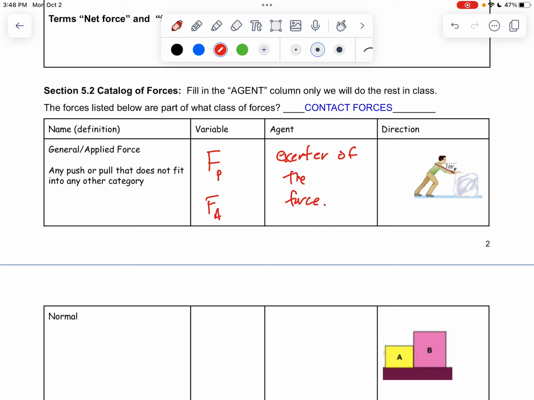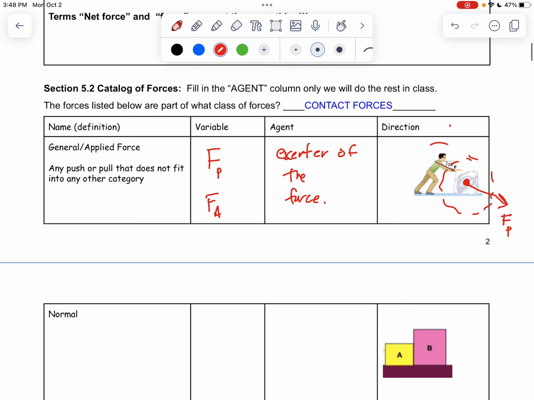So the direction is along the line of the force. If I have a man in this picture who is pushing on the ice cube, and this ice cube is my system, then the direction of that force, if I drew a dot here, would be along the line of that force, and I would label that as the applied force. Shrink your particle down to a dot. The force starts and touches on the dot and is drawn away.